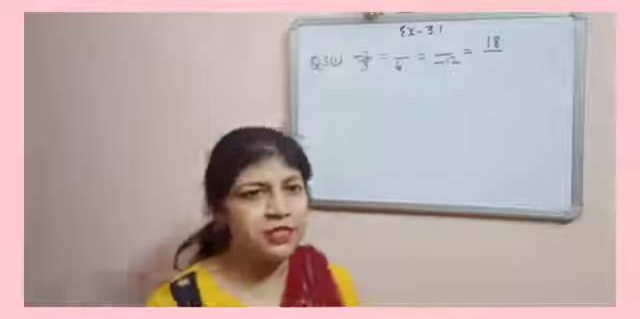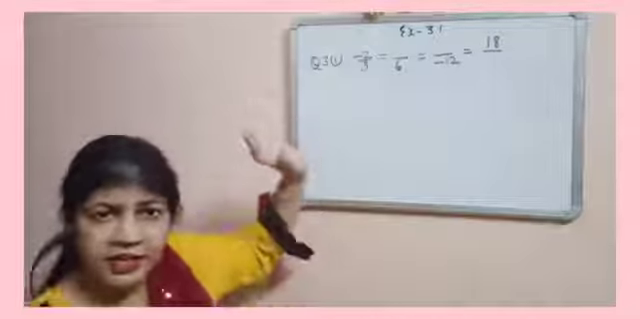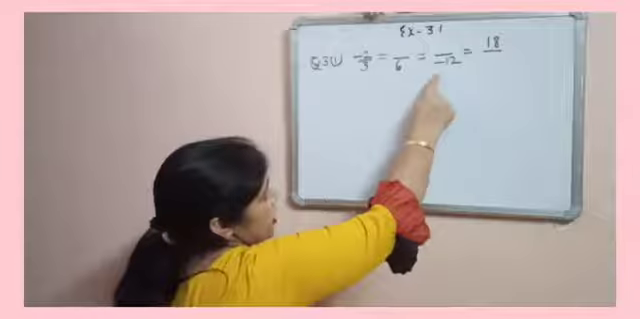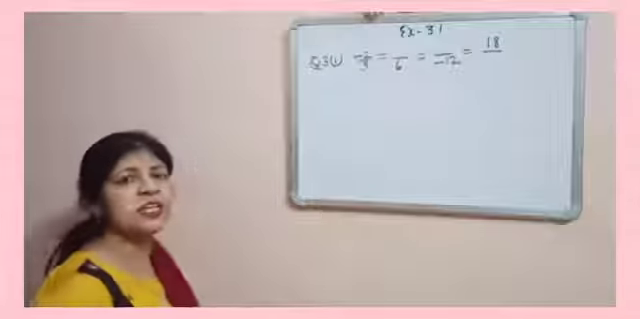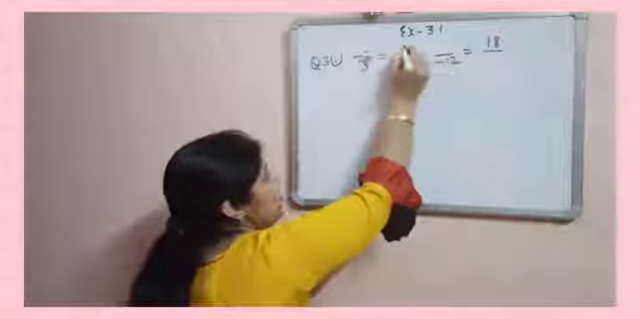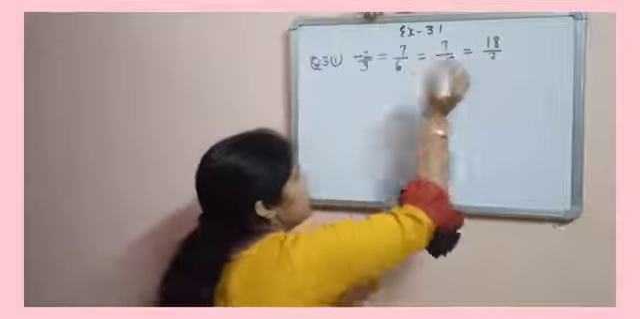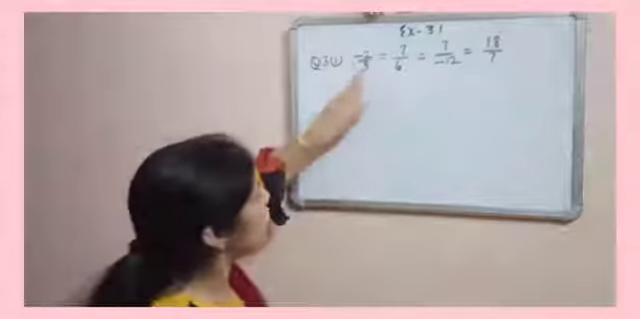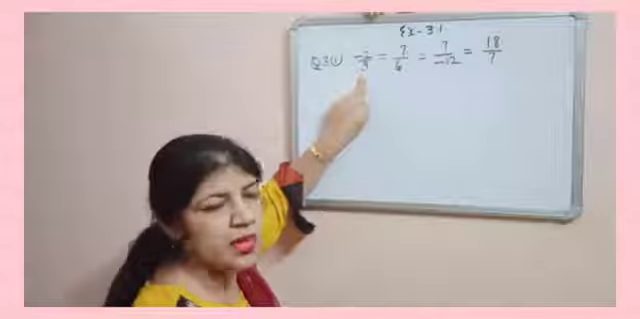Now we will practice some questions based on equivalent rational numbers. You can see these four rational numbers are equivalent, but these are incomplete. You have to find the values of these numbers. But these are all equivalent to minus 2 by 3.